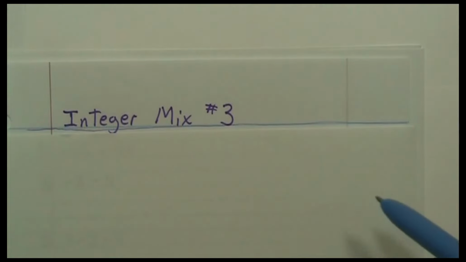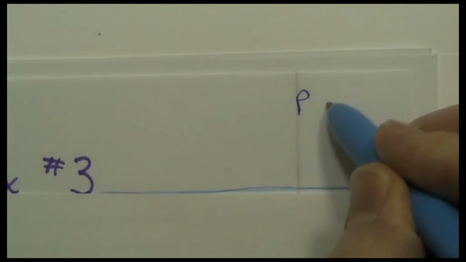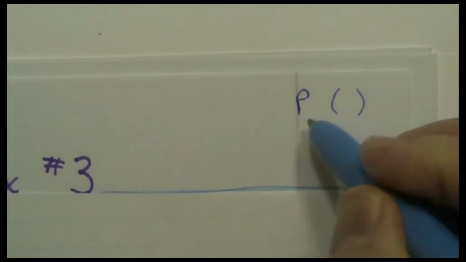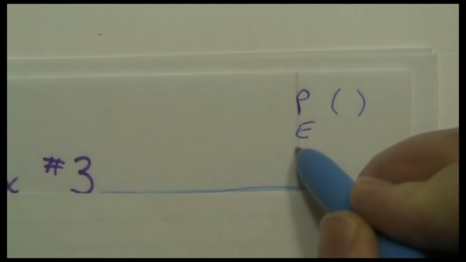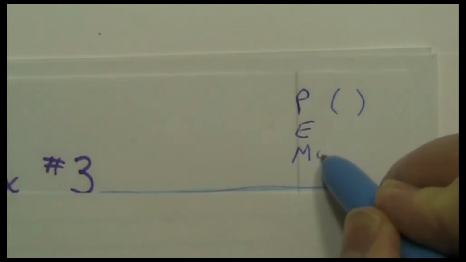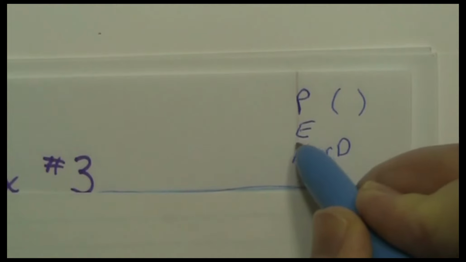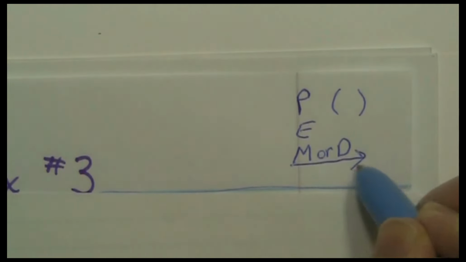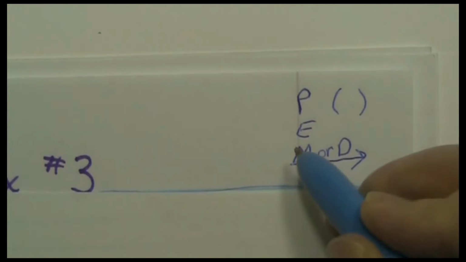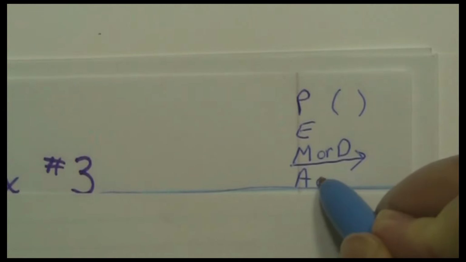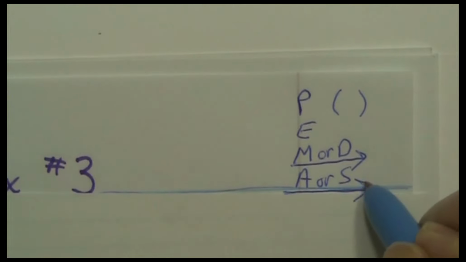What do we do first? Well, the first thing we do is any parentheses. You take care of any parentheses. I'll just put a little parentheses there. And then after that, there would be exponents, if there are exponents. And then it's either multiply or divide, whichever comes first, going left to right. Whatever comes first. Maybe dividing comes first. And then the last two are adding or subtracting, whichever comes first, going left to right.